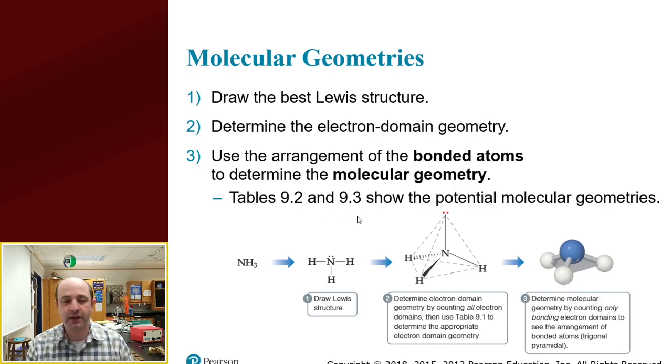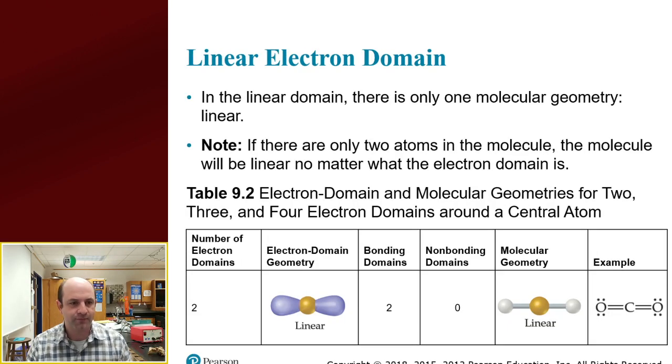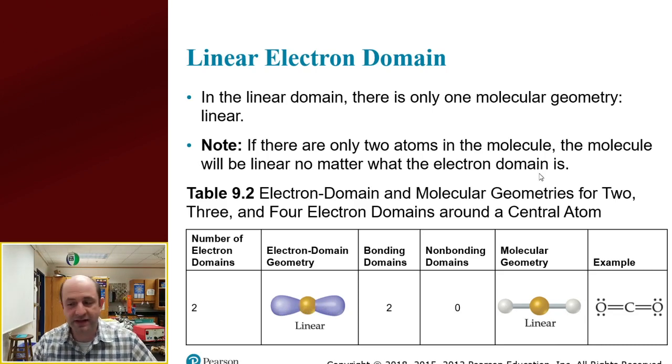So tables 9.2 and 9.3 give us all the ones. We're going to walk through them. But again, those tables you must also memorize. What are the shapes that come from those electronic geometries when we have fewer and fewer bonds? All right, so the most basic one is linear, which no matter what, if it's electron domain linear, it's molecular linear. Whether it's one set, two atoms together or a set of three together, it's got to be linear. All right, so linear, pretty easy.